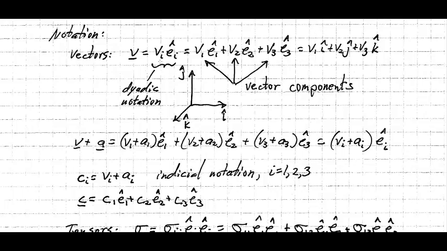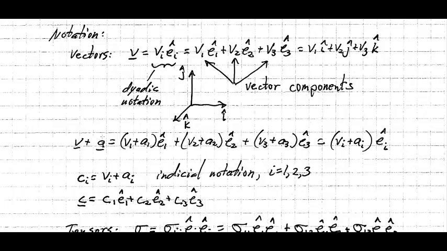So this is the first rule in indicial notation. Anytime you see a repeated index, you're going to sum over 1, 2, and if it's 3D, the third direction. So all the rules of adding, multiplying, etc., those apply in using indicial notation as well.